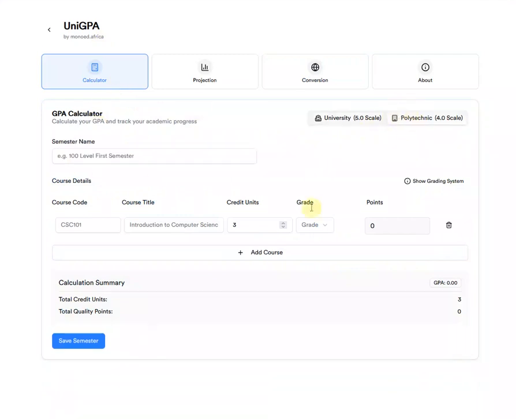You can also do it for Polytechnic, but this one is on a 4 scale, right? If you pick A, you can see this is 4 times 3, 12. That's the calculation it does. So I hope you find it useful.